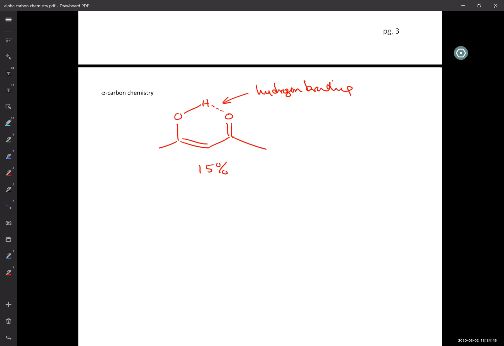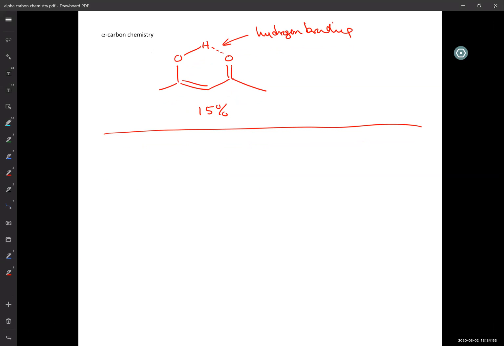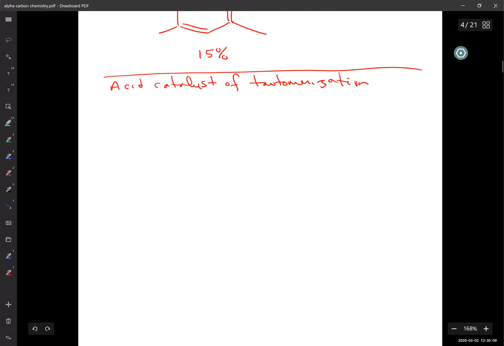Okay, so catalyzing the tautomerization reaction. So acid catalyst of tautomerization goes like this. So I'll use acetone as the example. It's the easiest one.